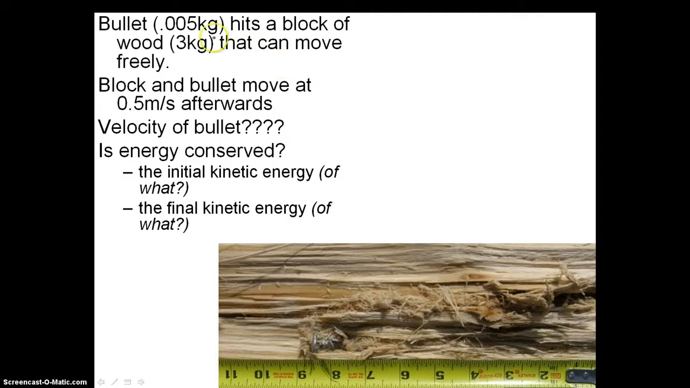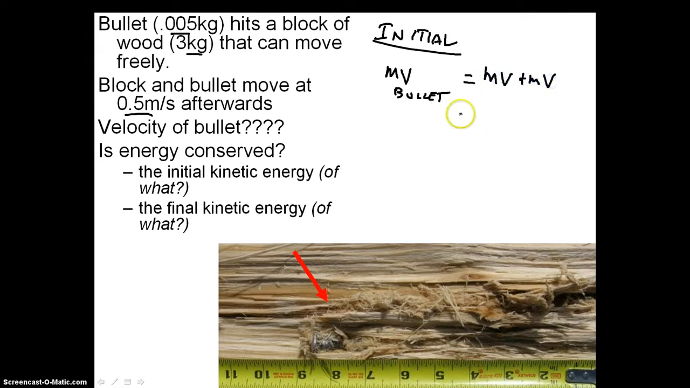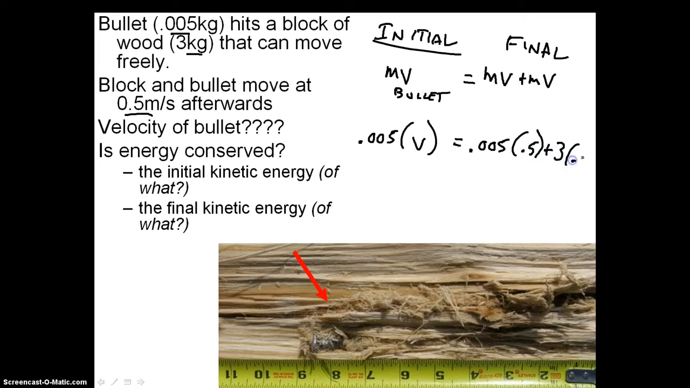All right, a bullet hits a block of wood that can move freely. So the bullet, here's its mass, the wood's, here's its mass. Block and wood move at 0.5 afterwards. So if I think about it, does anything have momentum at the beginning? Yes, my bullet. Afterwards, they are moving together. So initially, mass of the bullet, 0.005. Velocity of the bullet, we don't know. Afterwards, the mass of the bullet times the velocity afterwards. Since it's stuck in the block of wood, it's going the same speed as the block of wood. And so I can solve for the velocity of the bullet.